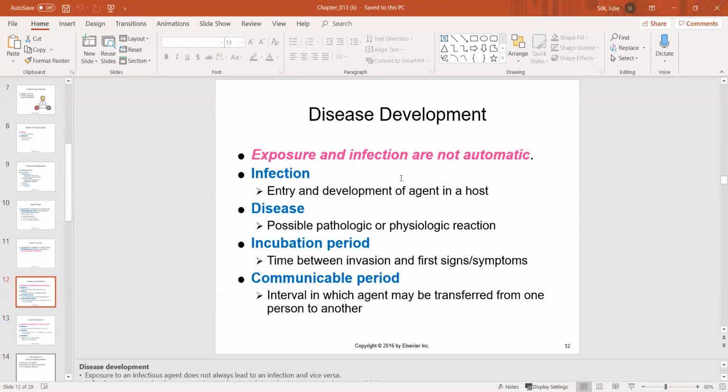All right, so with disease development, exposure to an infectious agent does not always lead to an infection.